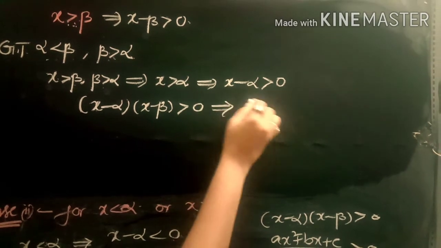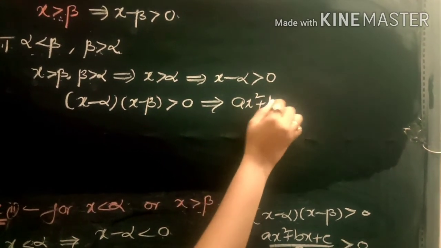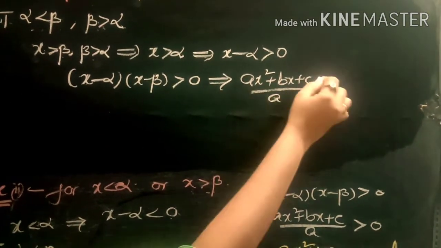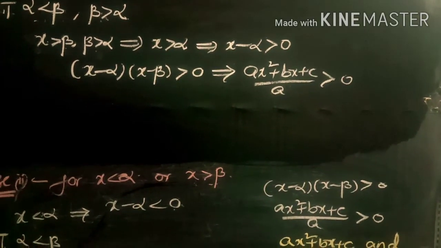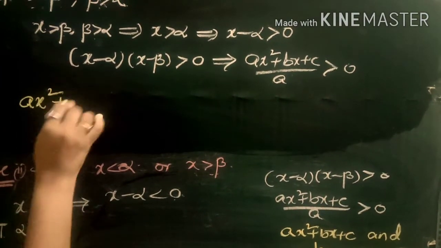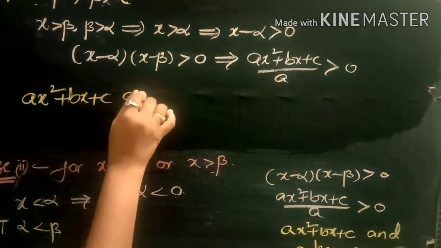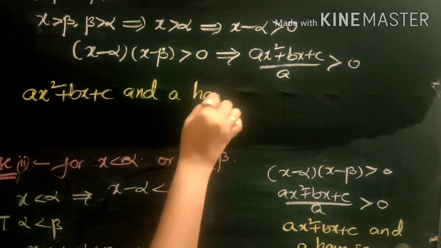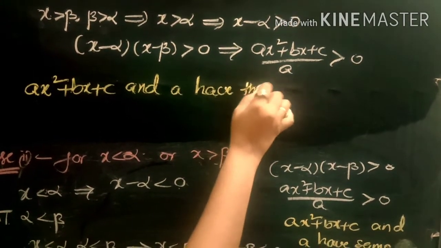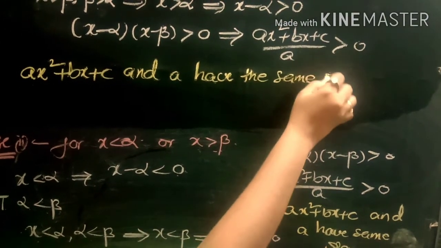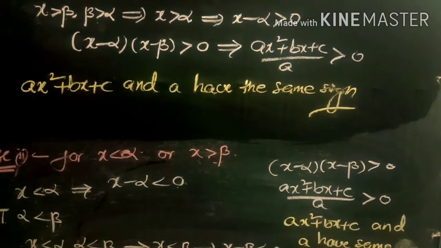But what is this value? This is nothing but (ax² + bx + c)/a. Now this value is greater than 0. So (ax² + bx + c)/a > 0, then the values ax² + bx + c and a have the same sign. That's all. That's the theorem.